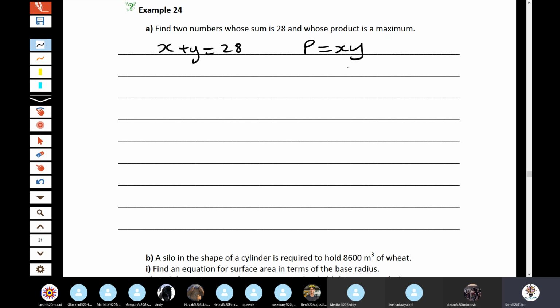Product is XY. And that looks almost like perimeter and area again. Right? The perimeter is 28 and the area is X and Y. That's like maybe 2 sides, just so you guys can see. If I had 2 sides covered and I wanted to fence 2 sides, this would be X, this would be Y. That's exactly the same question, just worded differently. All right, all good. I'll make Y the subject, sub it into P. I get 28x minus x squared, and then differentiate.